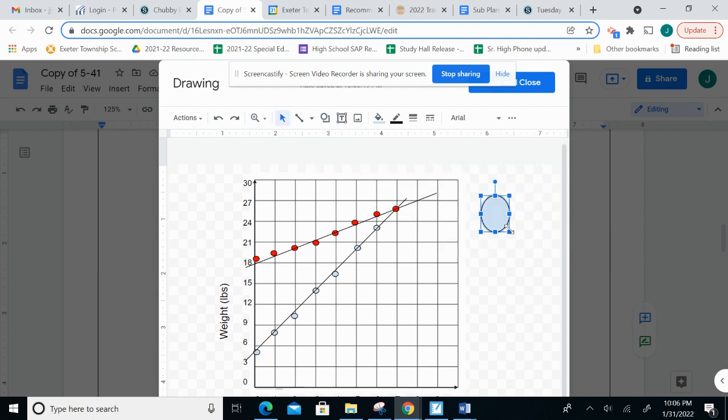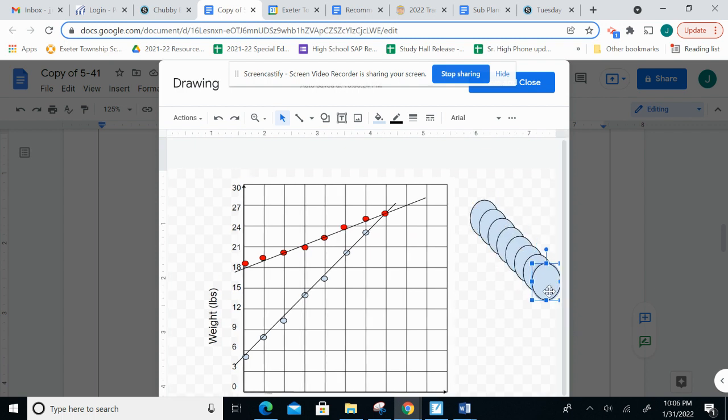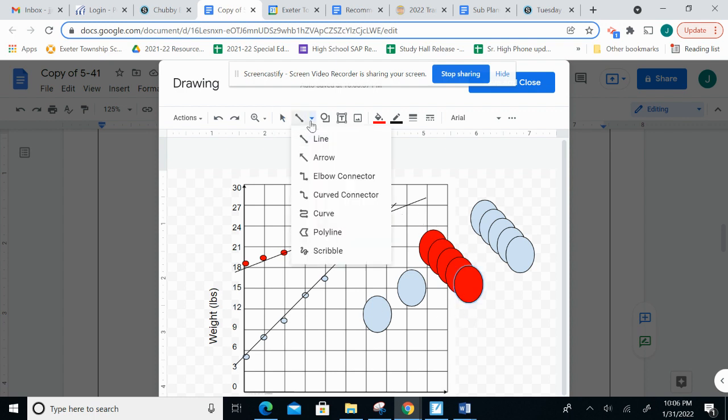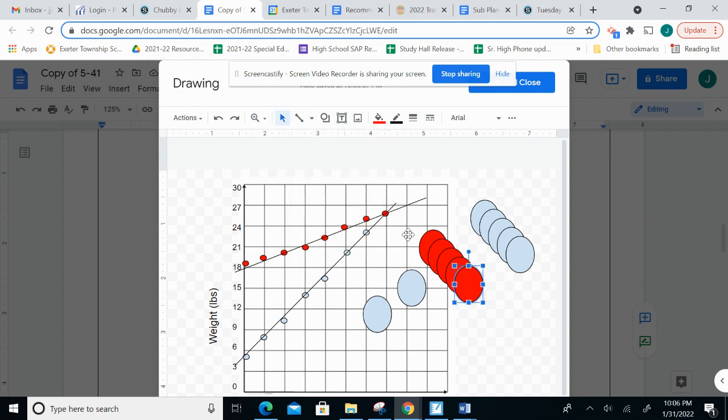Obviously not that big. And then I Control C, Control V a bunch of times, and I just line them up. I put them on my graph, I line them up. And to change the color, you just hit the little thing, maybe do that before you copy and paste. Just an idea. Once you get it all lined up, though, you go to this line here. You hit line, drag and drop.